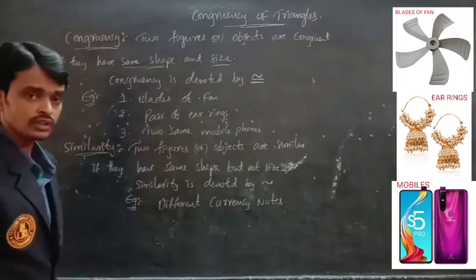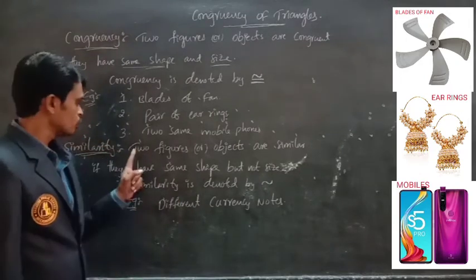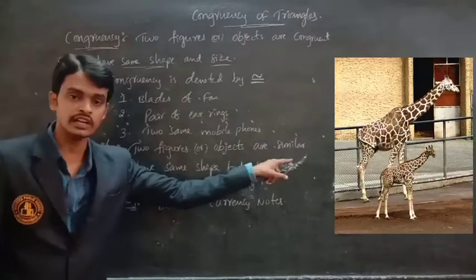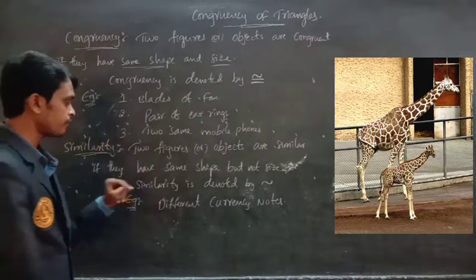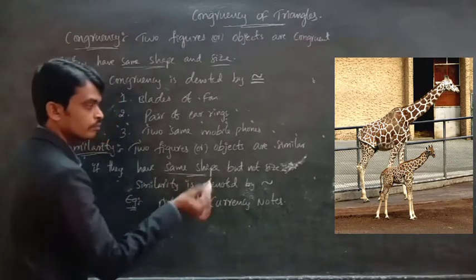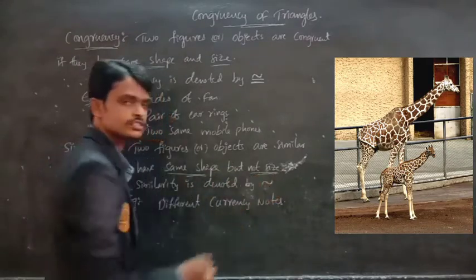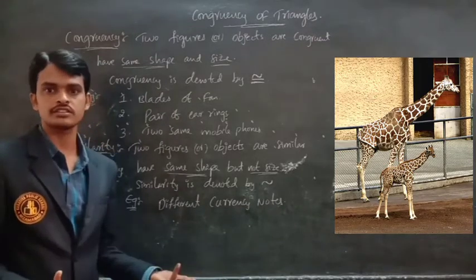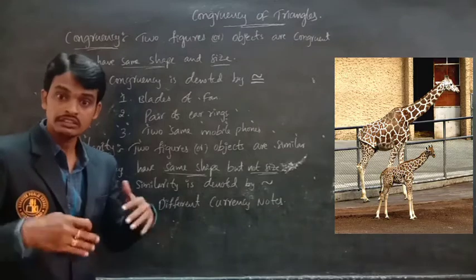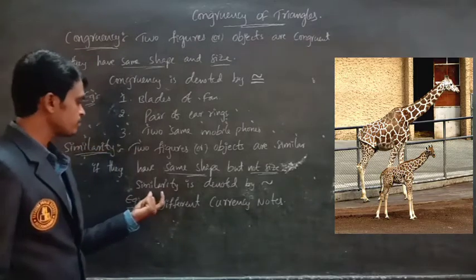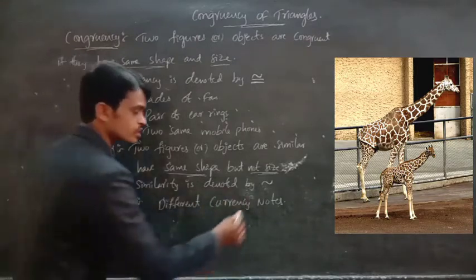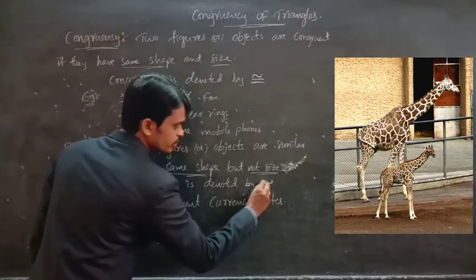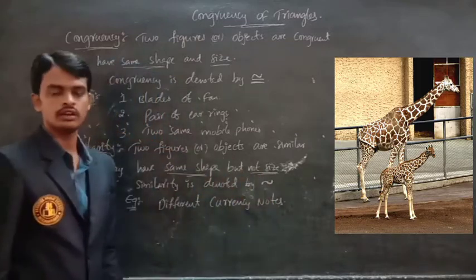Next, similarity. Two figures or objects are similar if they have the same shape but not the same size. They have the same shape but the sizes are different. Similarity is denoted by using this symbol.